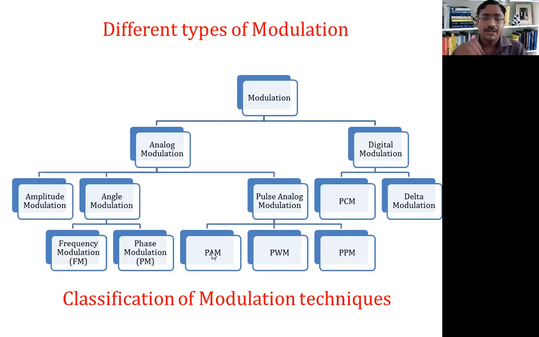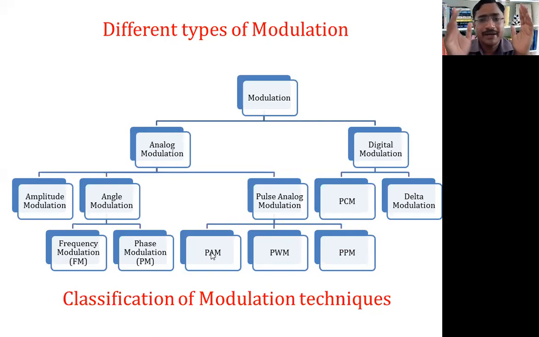So if the wave is digital in nature, it is in the form of binary 1s and 0s. At that point, you have digital modulation. You have the pulse code modulation technique, where the pulses are coded. And then you have delta modulation. We are going to discuss it one by one in the next slide.